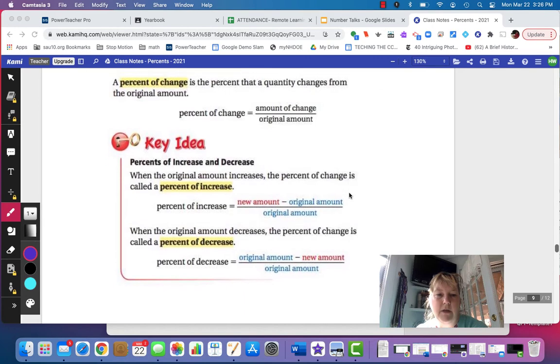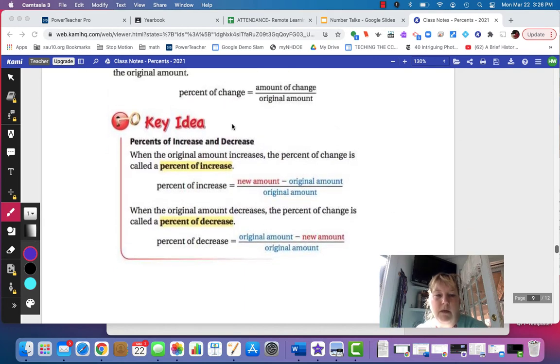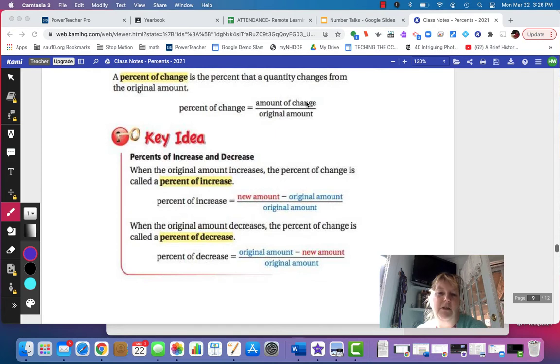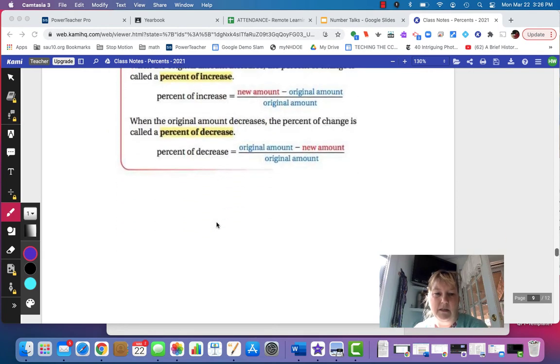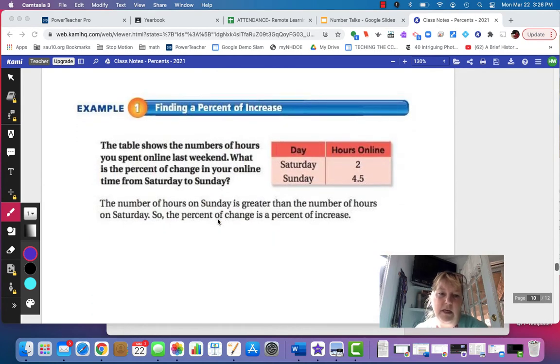And it turns out that you just have to take, you can separate it to be the percent of increase and the percent of decrease, but really it's the amount of change, which means you take the larger number, subtract the smaller number, and you divide it by the original amount. You can memorize these two formulas, but it really doesn't make sense. It makes more sense to think about it in context. So, for instance, like this.